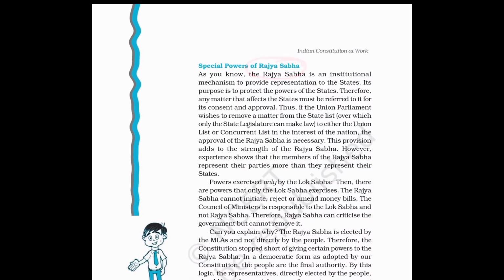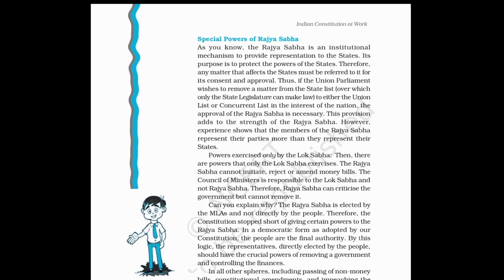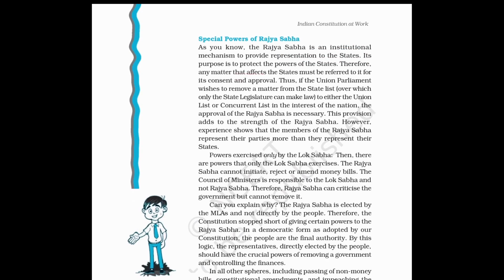But there are certain pointers where Rajya Sabha gets exceptional powers. One major thing is that Rajya Sabha's whole idea is to give representation to the state, and therefore we have to ensure that we are able to protect the powers of the state. So what happens here is that any matter which affects the state must be referred to Rajya Sabha for the consent and the approval of Rajya Sabha.